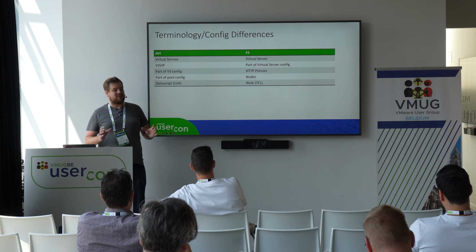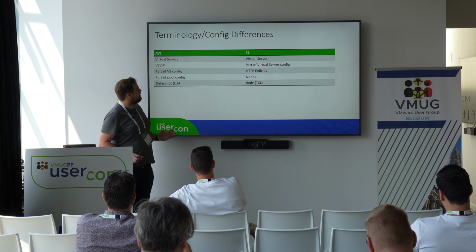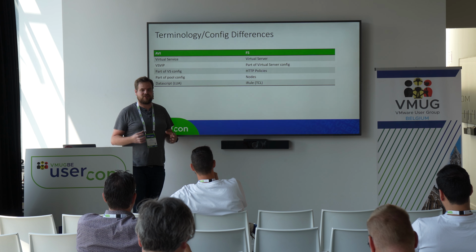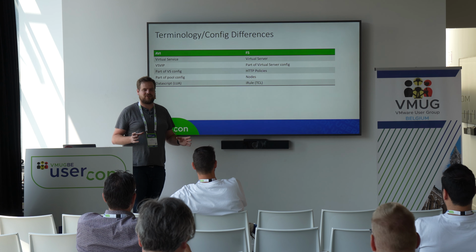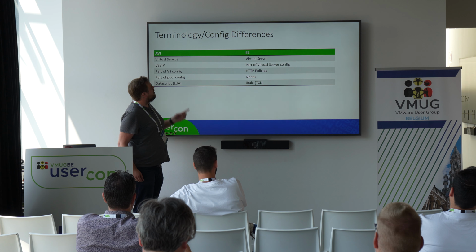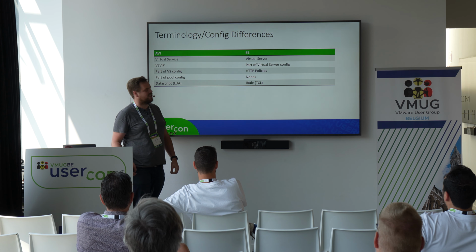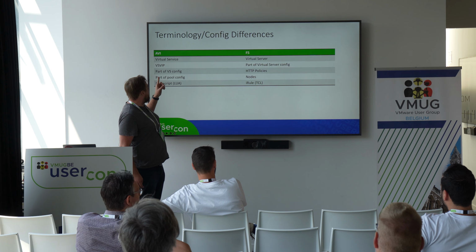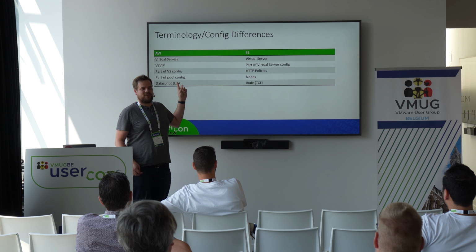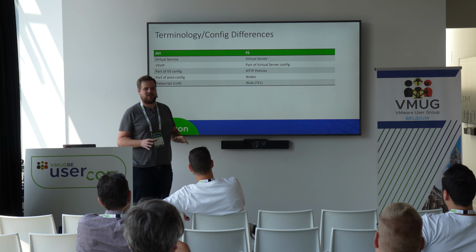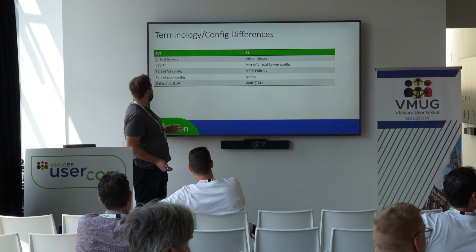Important terminology and configuration differences. If you're coming from F5, there's a few differences in the way these are set up. These boxes are largely similar in construction, but there's some changes. What F5 calls a virtual server is called a virtual service on AVI. It's easy enough. What AVI calls a VSVIP, your actual IP address, is part of your virtual server on F5. They don't really split that out the way AVI does it.